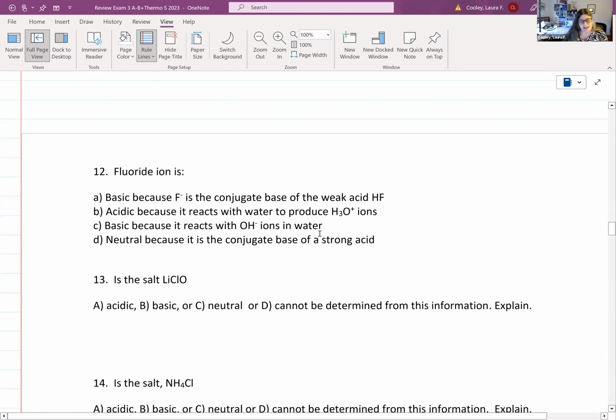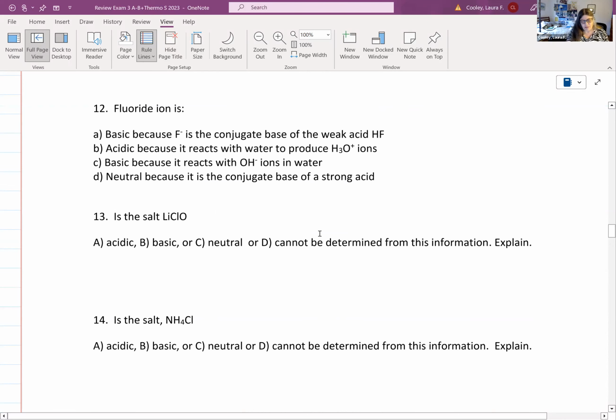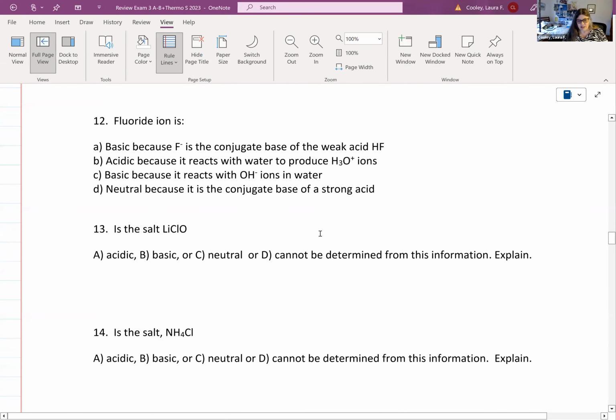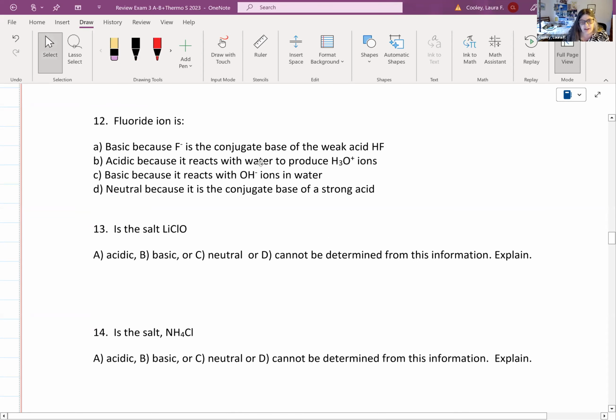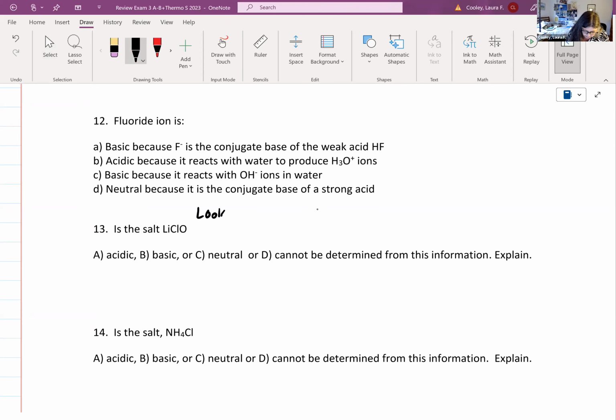Okay, about whether particular salts are acidic or basic or neutral. Okay, so LiClO. So what's the first thing you have to do when you're given a salt? What do you have to do first? You have to look at what? If the first part is in like group 1 or 2. Right, so you're looking at the ions, right? So we have lithium and ClO minus.